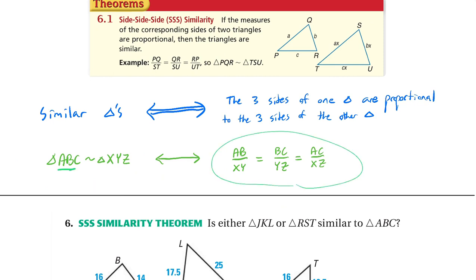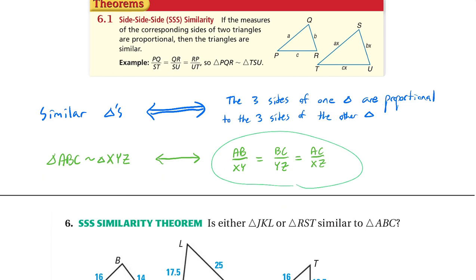So just literally, AB divided by this, that's one ratio. BC divided by this, that's the other ratio. And then the last one is first and last divided by first and last, right? So if all three of those ratios, the ratios of all three corresponding sides, are the same, then it's proportional.